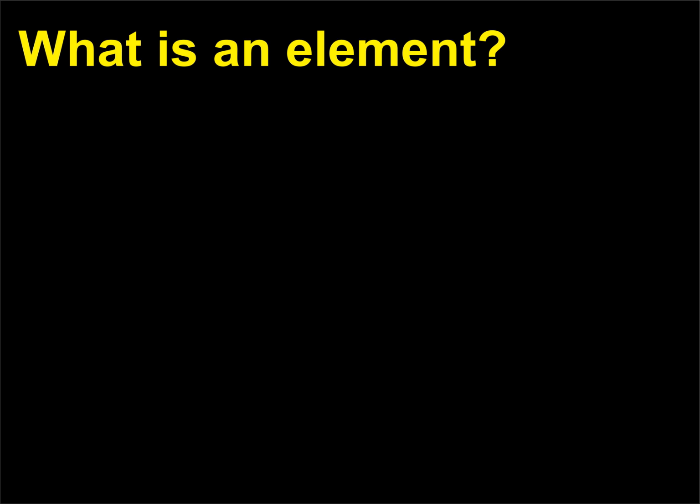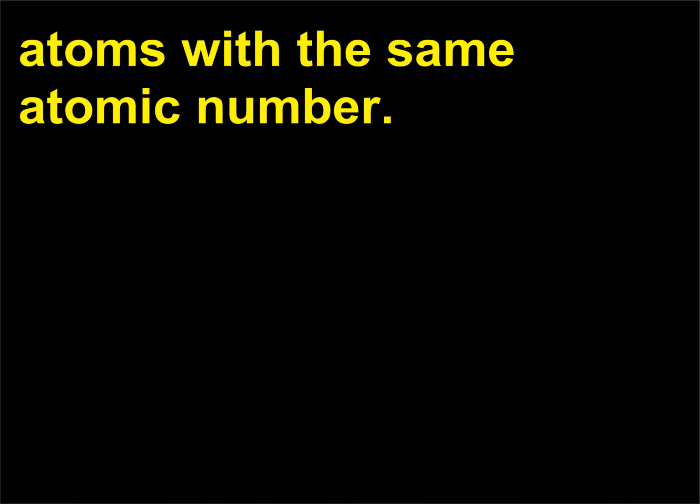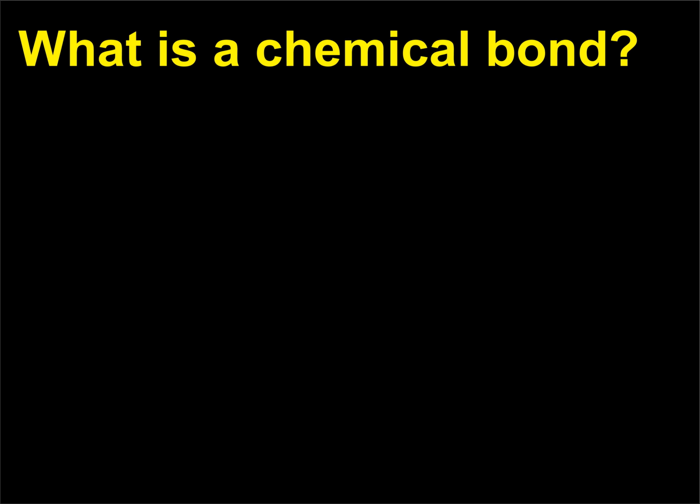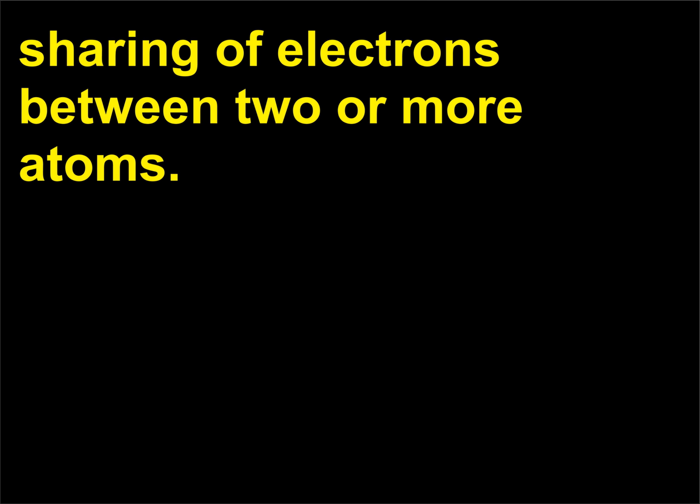What is an element? Atoms with the same atomic number. What is a chemical bond? Sharing of electrons between two or more atoms.